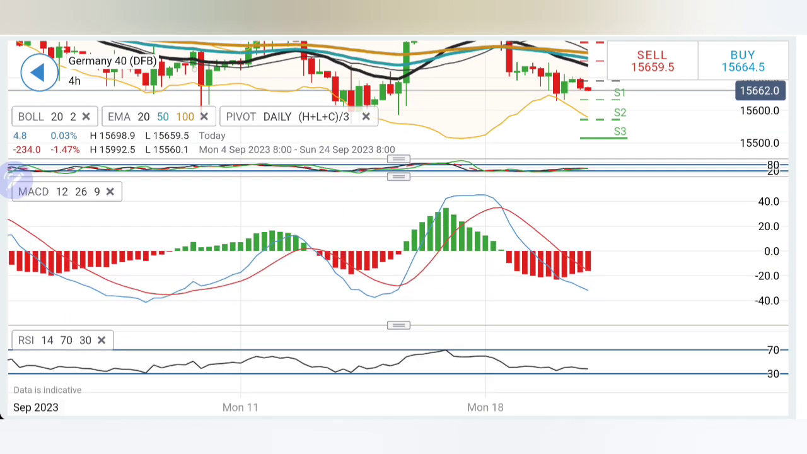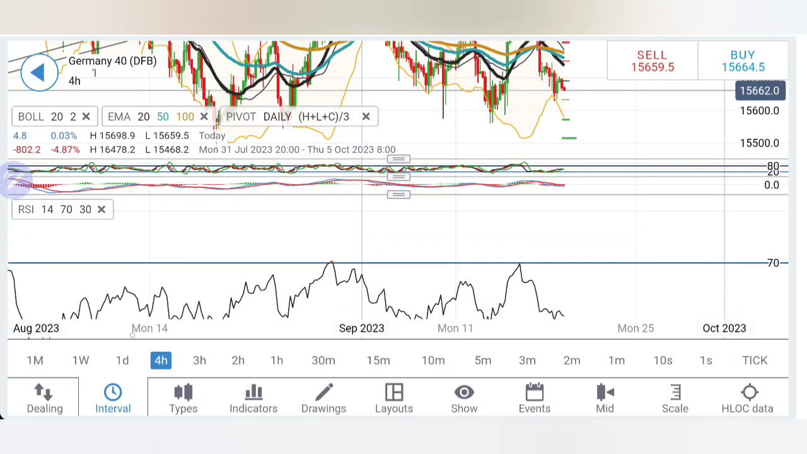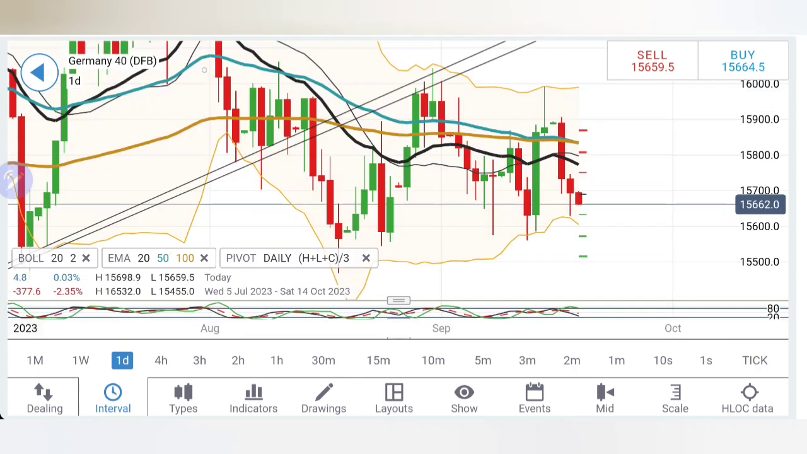Stochastic has retraced. MACD is trading bearish, divergent. We have to be watchful here. RSI is looking downwards, trying to stay bearish. Coming to the daily charts, moving averages are on the verge of a crossover.